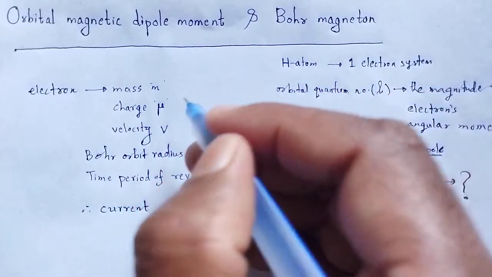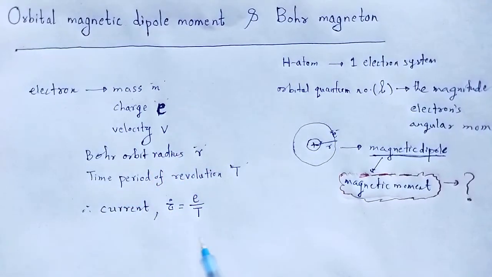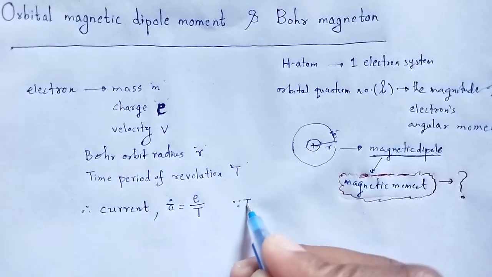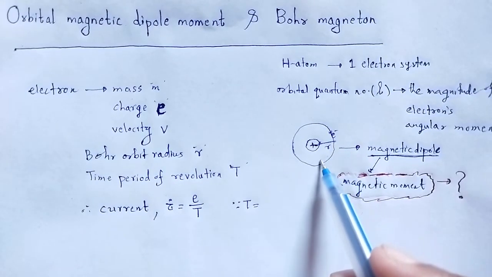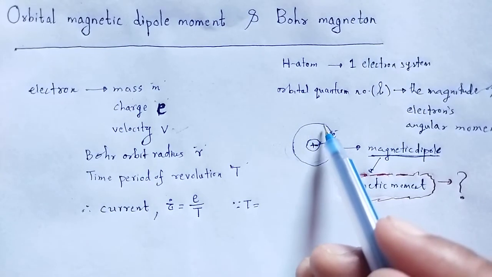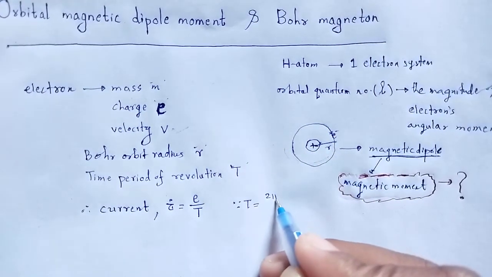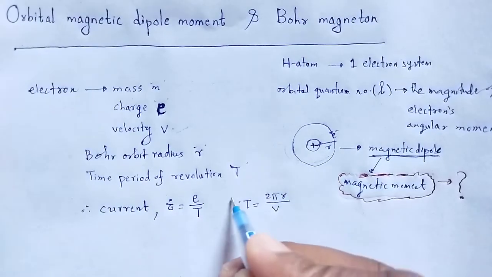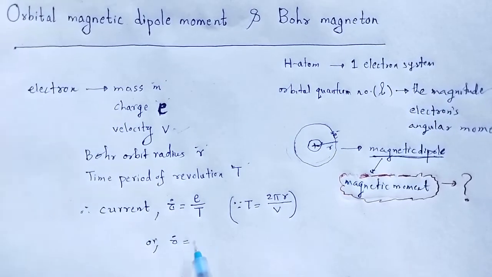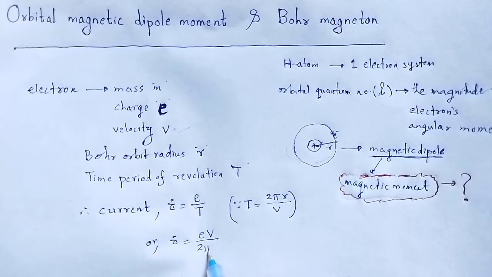The electronic charge is e, so the current will be e by T. The velocity of the electron is v, and this is the Bohr orbit of radius r. The circumference will be 2 pi r, so the time period of revolution will be 2 pi r divided by v. Therefore, the current I is equal to e divided by T, that means e v divided by 2 pi r.